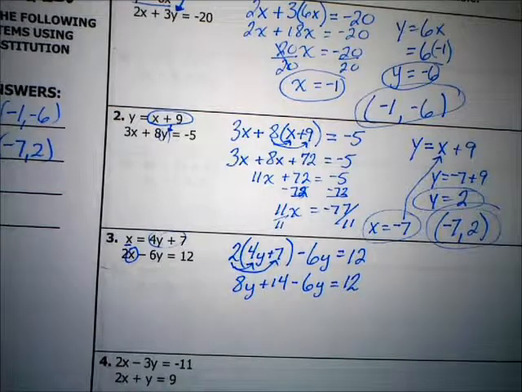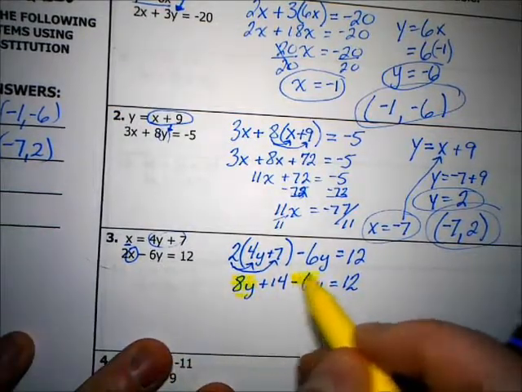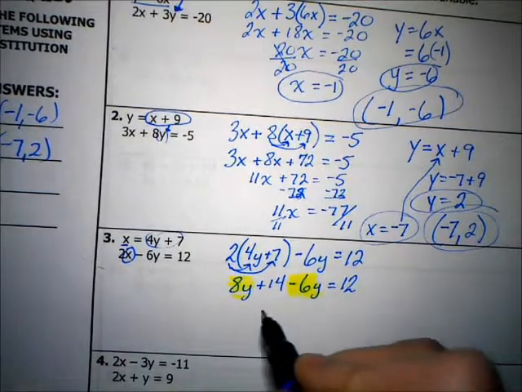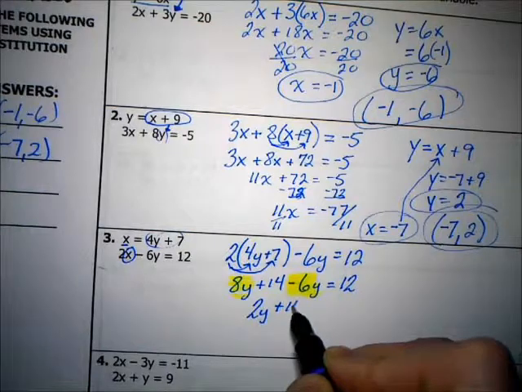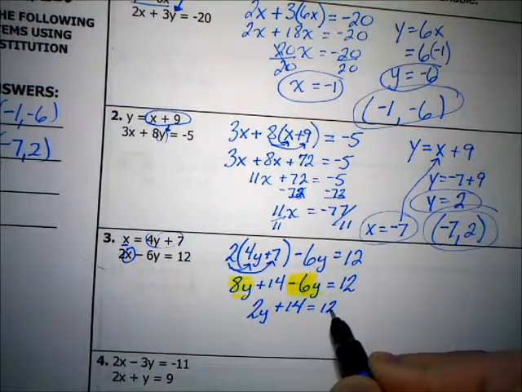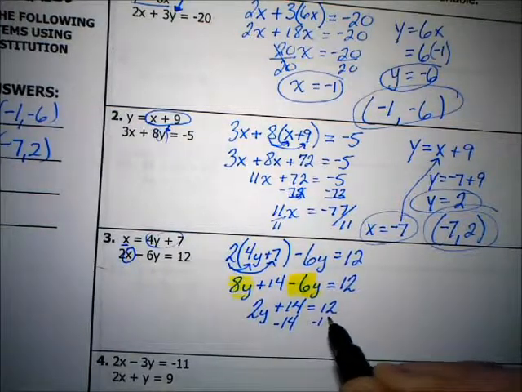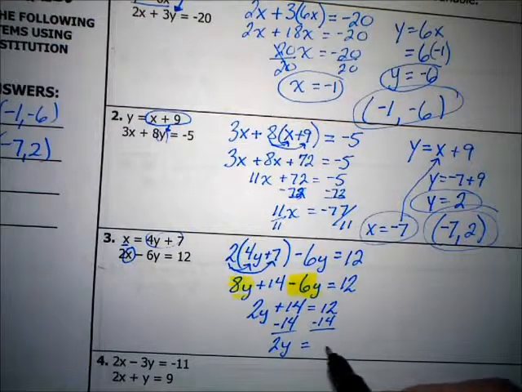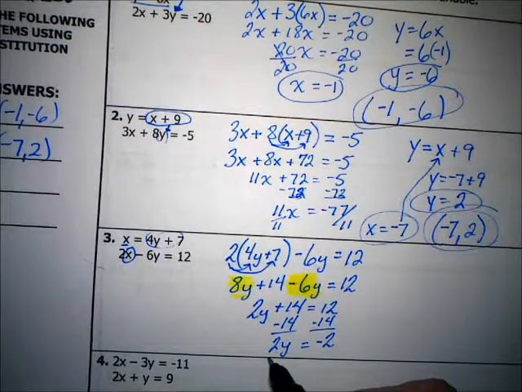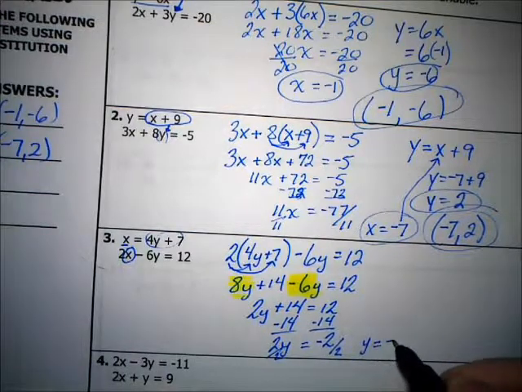I have common terms of the 8y minus the 6y, which will give you 2y plus 14 is equal to 12. I want to subtract the constant, so I'm subtracting the 14, and that gives you 2y is equal to negative 2. And then I divide by 2. That tells me the y is negative 1.